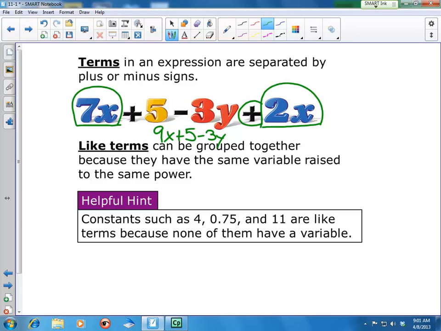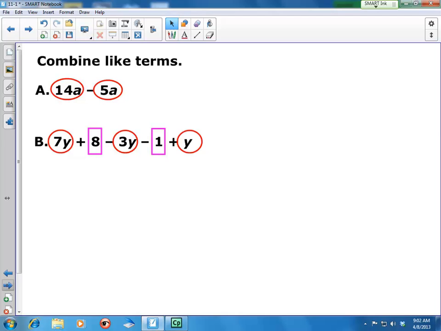And that's as much of a simplification that we can do to this expression because we don't know the value of x and we don't know the value of y. There's no way for us to solve it because it doesn't say like 7x plus 5 minus 3y plus 2x equals 18. So there's no way for us to solve this any further than right here. 9x plus 5 minus 3y would be my answer for that one if it asked me for an answer.